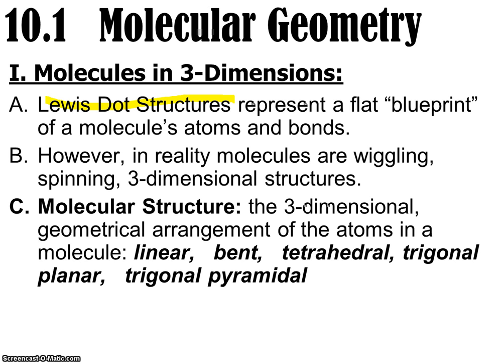In the real world, however, molecules are not just flat, they're three-dimensional, and they're always wiggling and spinning and rotating, so their shape is very important in terms of how they work. So the molecular structure is what we're going to be learning about this week. It's the three-dimensional geometrical arrangement of the atoms in a molecule. And the 5 shapes we're going to learn about are named linear, bent, tetrahedral, trigonal planar, trigonal pyramidal. Those are the 5 different shapes.